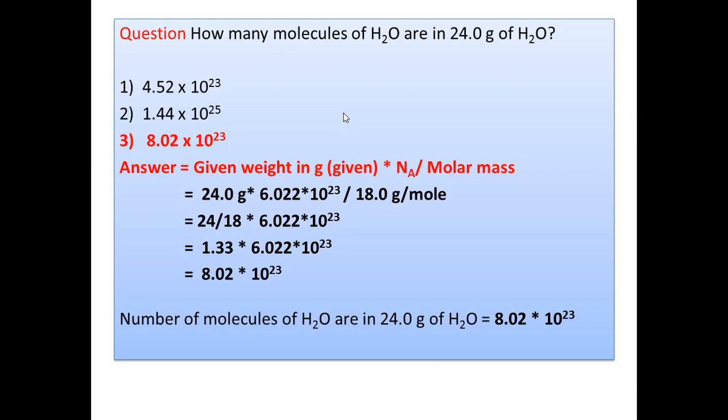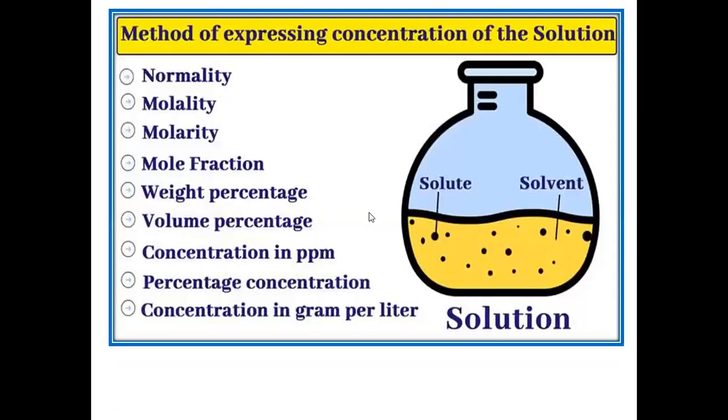So here we can see the given weight for the water molecule is 24 gram, that will be multiplied by Avogadro's number upon the molar mass of water, that is 18.0 gram. So 24 by 18 into 6.022. So here 1.33 into 6.022 corresponds to 8.02 into 10 raised to 23 molecules. So this is the answer for the number of water molecules in 24 gram of H2O.